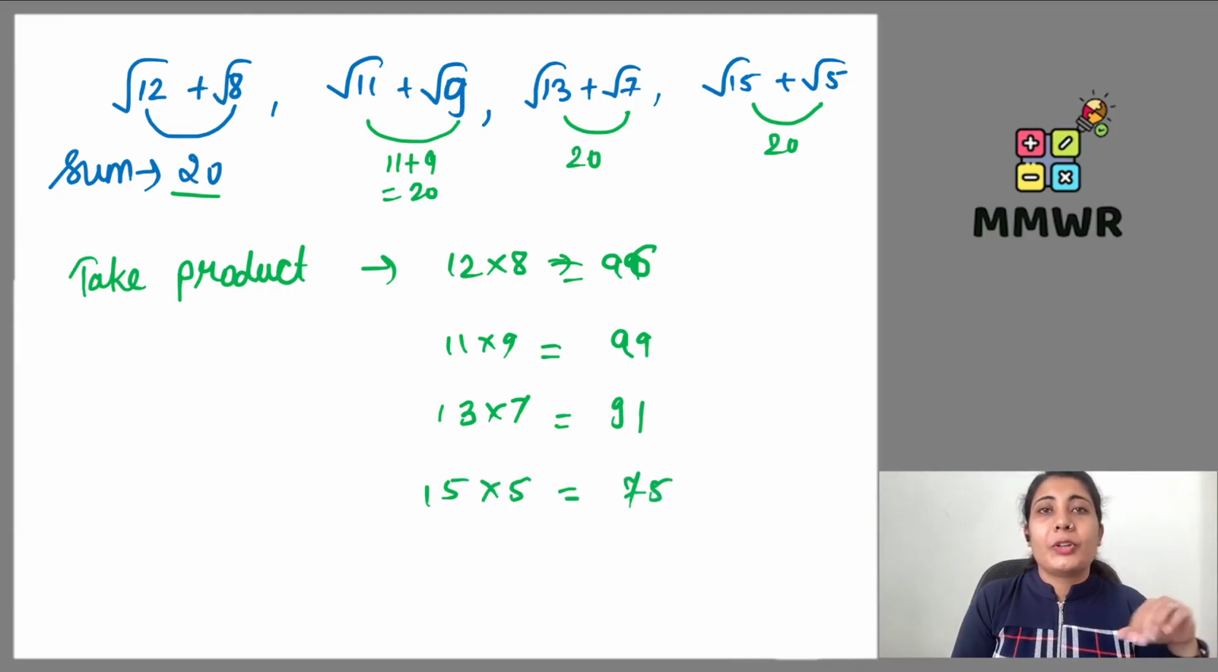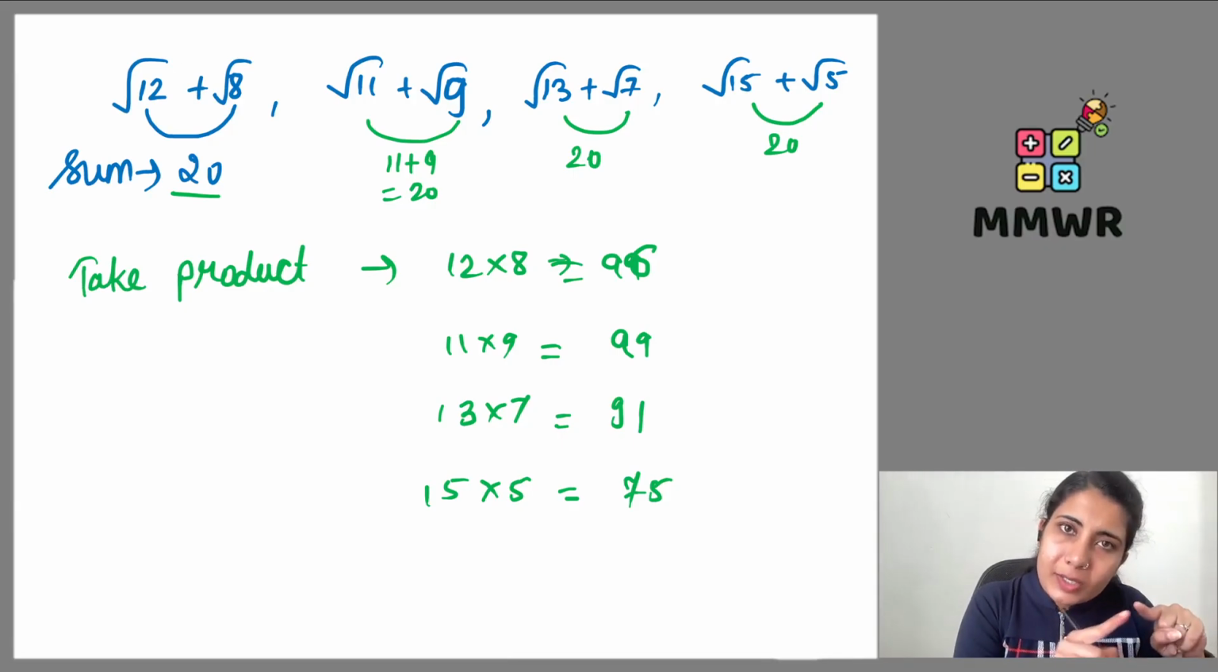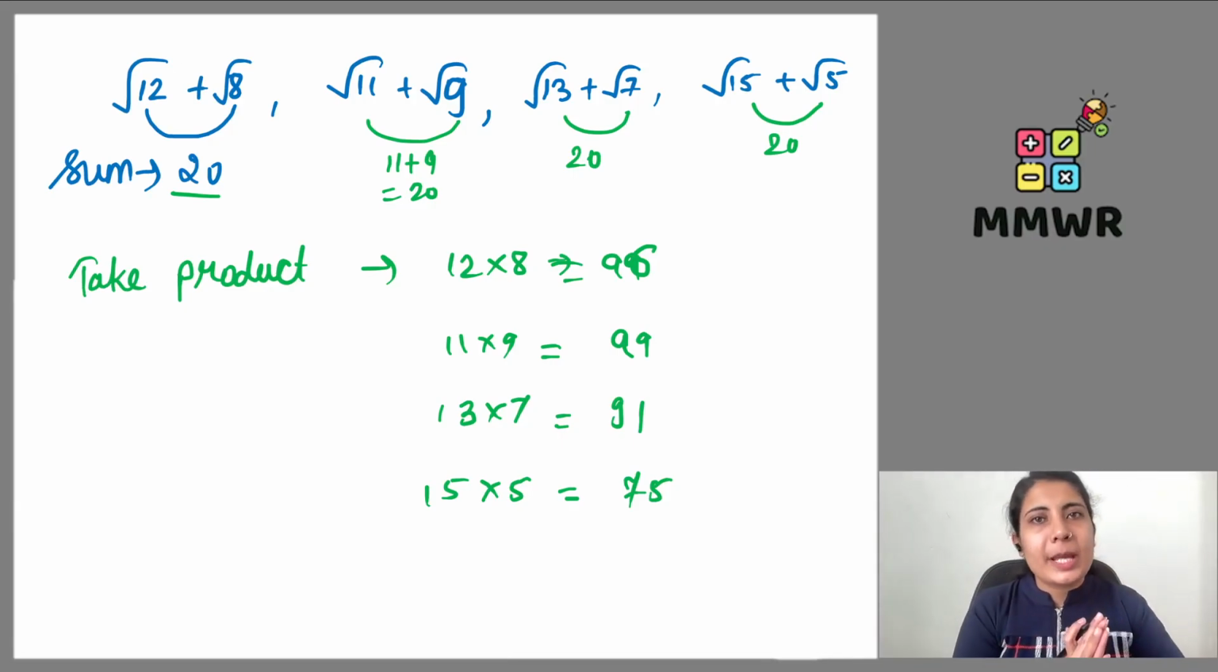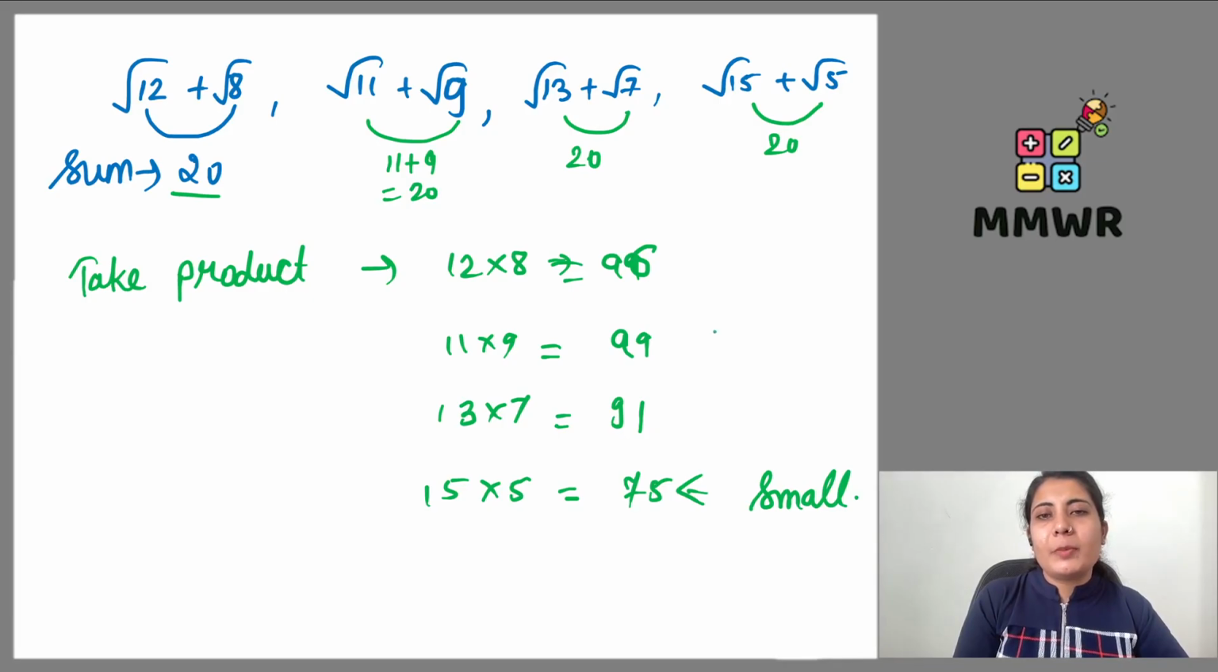75. So just check whether the numbers are such that their sum is coming the same, everywhere we are getting the same thing. All of them are separated by the addition operation only. So we'll simply take the product here. The product is going to give me 12 eights are 96, 99, 91, 75. Four different numbers. So where the product is the smallest, that will be the smaller one. And where the product is the biggest, that will be the bigger one.